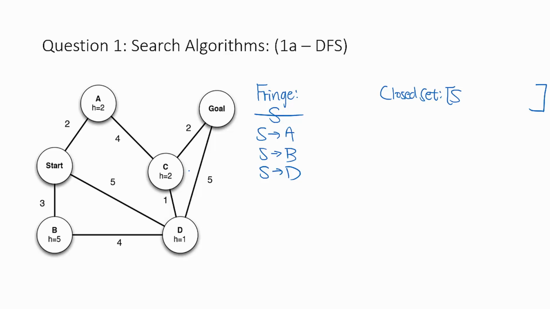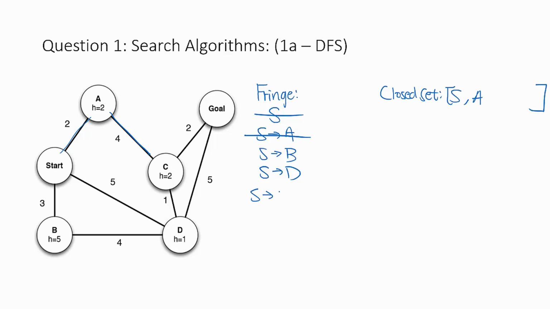So, now depth first search will go for the deepest path. Well, since all the paths are of depth 1, we'll break ties alphabetically. So here we have A, B, and D. A comes first in the alphabet, so we'll choose S to A. We'll put A onto the closed set, and we'll look at what S to A's successors are. Well, S to A has 2 successors: S to A to C, and S to A to S.